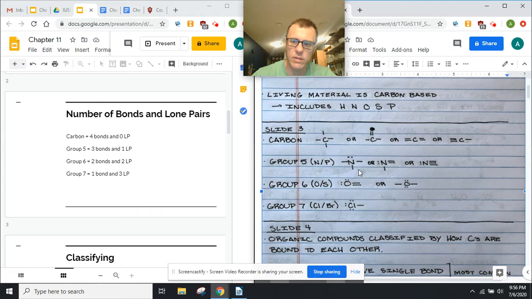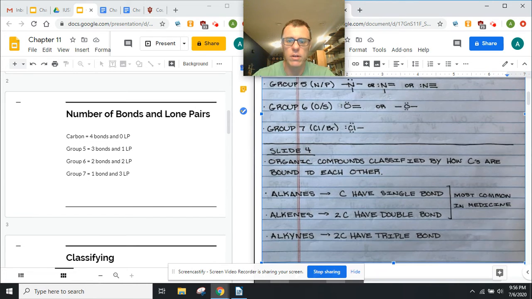They can make 3 bonds in some way, shape, or form. This applies to phosphorus as well. Sulfur can do that too. Sulfur and oxygen, we have oxygen makes a double bond or 2 single bonds, and then group 7 only makes a single bond. All right, you've got to remember this.